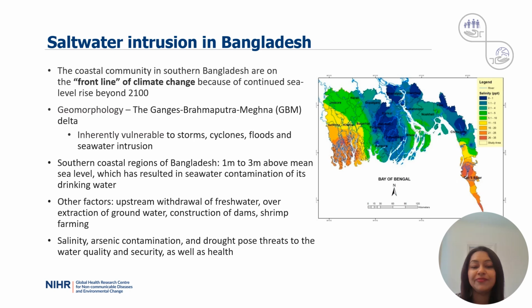The geomorphology of Bangladesh has always made the country inherently vulnerable to natural disasters like storms, cyclones, floods, and seawater intrusion. The southern coastal region is only 1 to 3 meters above sea level, which has resulted in seawater contamination of drinking water sources. Other factors that contribute to rising salinity include upstream withdrawal of freshwater, over-extraction of groundwater, construction of dams, and shrimp farming. The cumulative effects of salinity, arsenic contamination, and drought pose threats to the water quality and security there.